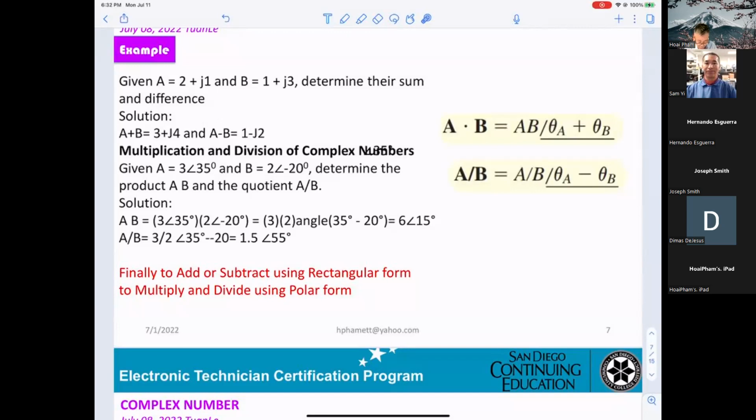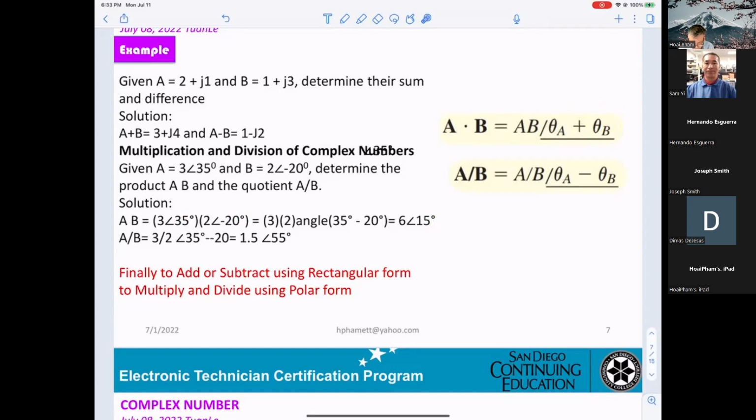First thing you need to do, times the real. 3 times 2, you get 6. The angle will be the sum of the two angles, that's what they gave you here. For A times B, the phase will be adding up. So 35 degrees adding to 20 degrees, you get 55 degrees.